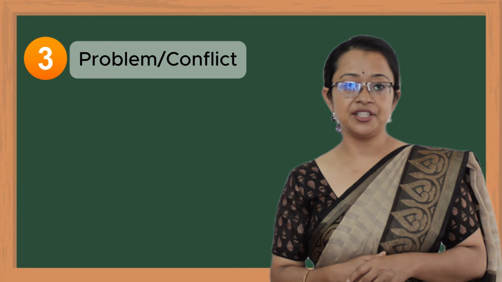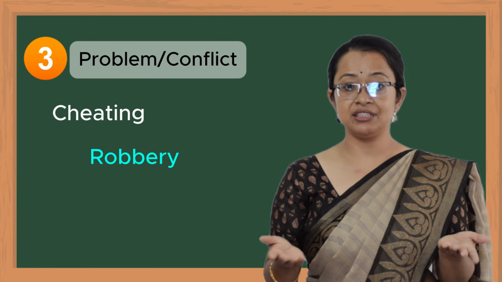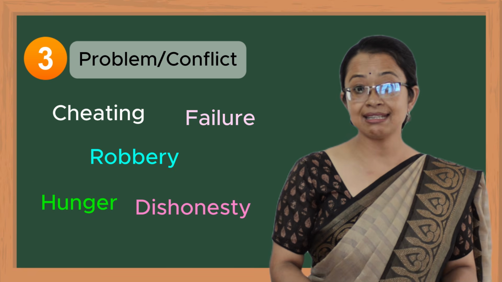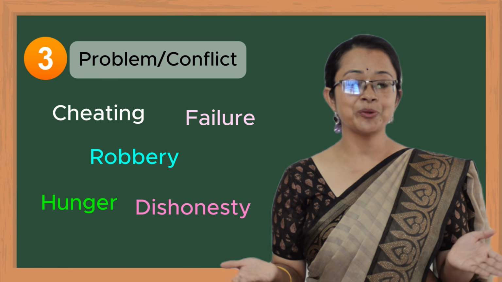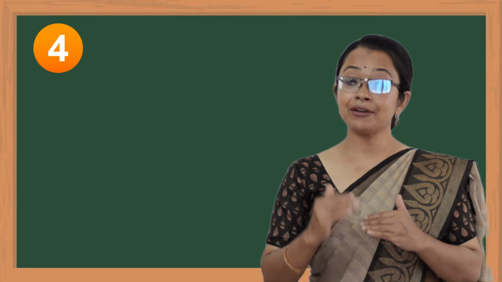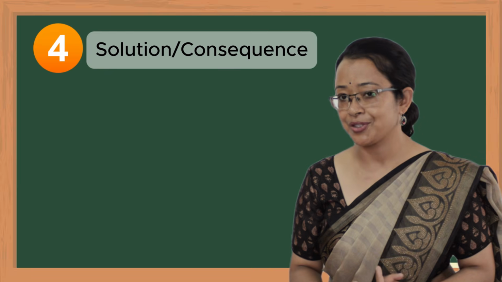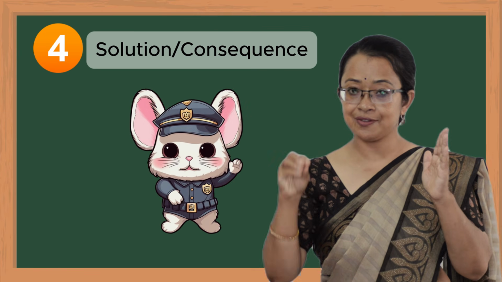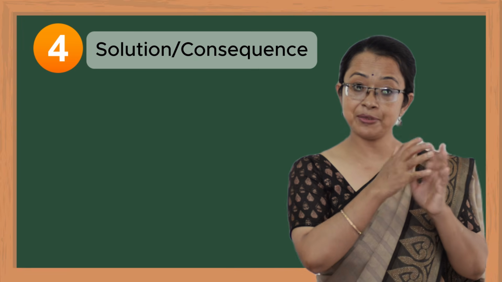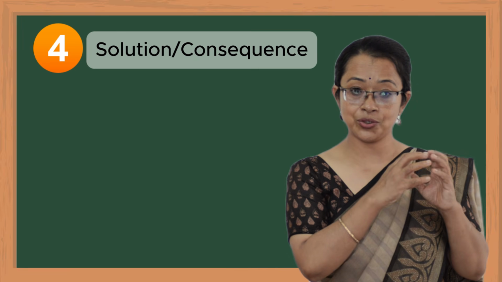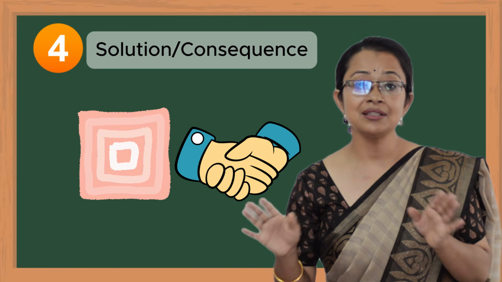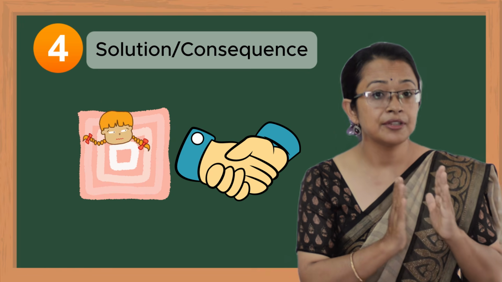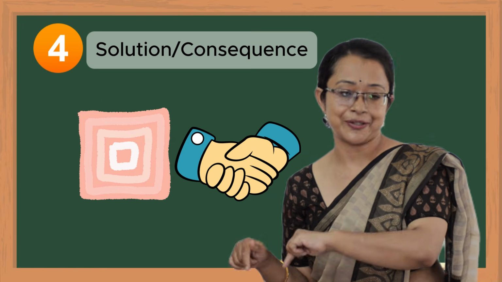The problem or the conflict in your story can be cheating, robbery, dishonesty, or failure, or someone is hungry, or someone is thirsty, or there could be misunderstanding between two people, etc. And after these, your story should have the solution or the consequence. If there is some problem of dishonesty, you should show the consequence of that dishonesty. Or if there is some misunderstanding between the characters in the story, so the solution can be the clearing of the misunderstanding. So in this way, your every problem or conflict should come to the solution or consequence.